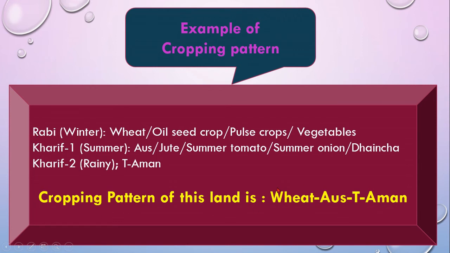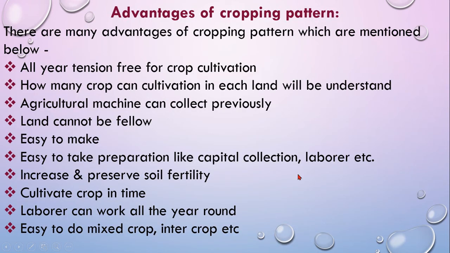That means in a year, we know a year is 12 months, so each cropping season is 4 months. In Rabi you can cultivate wheat, in Kharif 1 you can cultivate aus, and in Kharif 2 you can cultivate tea aman. So this is called the cropping pattern for 1 year for a specific land.